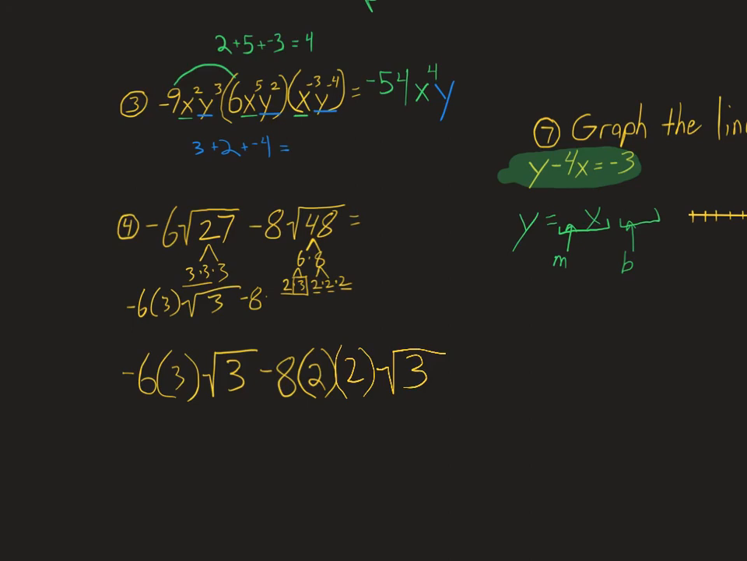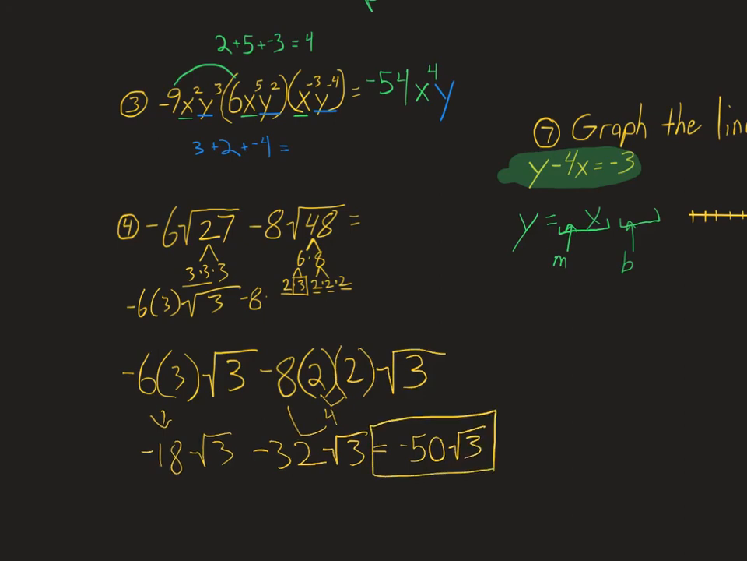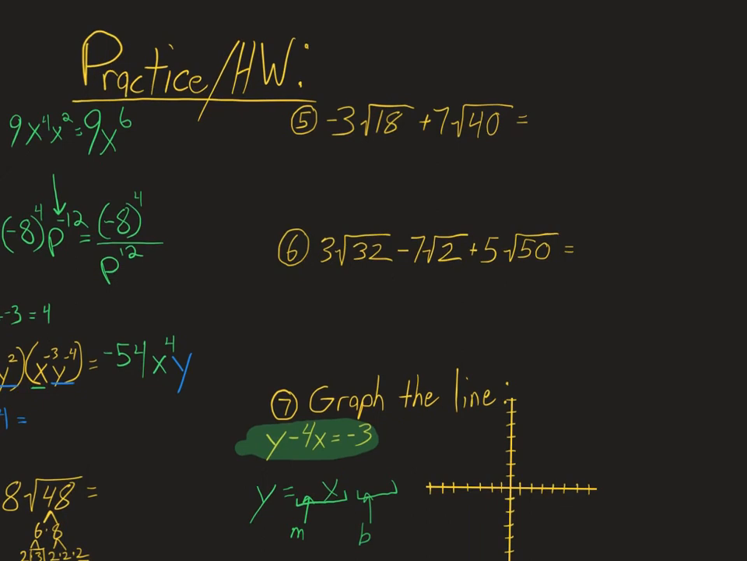And so now we have common radicals. There's the negative 18. And that's 4 times the negative 8, negative 32. I'll just put them all together. Negative 18, negative 32. What's that? Negative 50 radical 3. All right. Keep going. 18. 9 times 2, and 9 is a perfect square, so I'm just going to stop there. And the 9 pulls out, becomes a 3, leaving me with a radical 2.